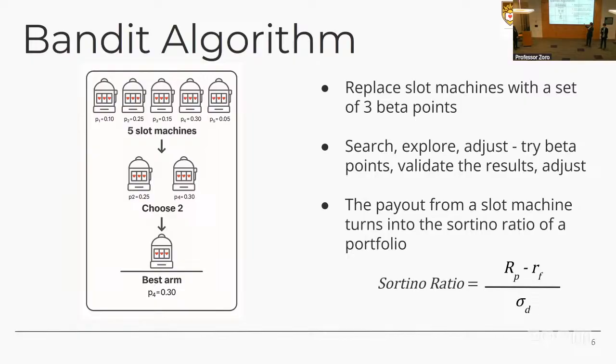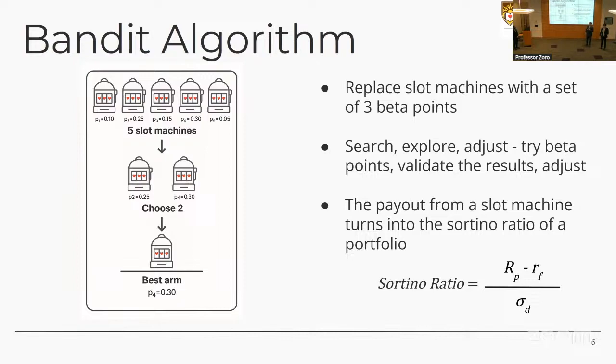We don't worry about the other ones. They're not paying out as well. We're just going to pull these two. And again, after some number of pulls, we decide, okay, overall, machine 4 seems to on average pay out better than the rest. And at a simple level, this is exactly what we're doing, but you can replace slot machines with sets of 3 beta points.